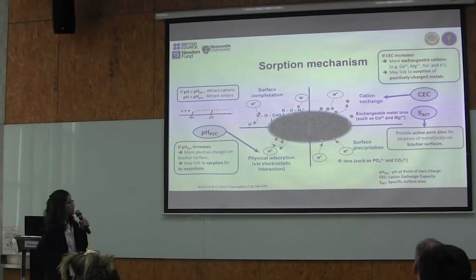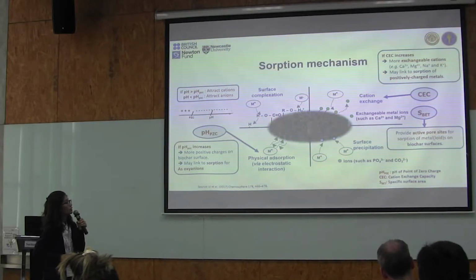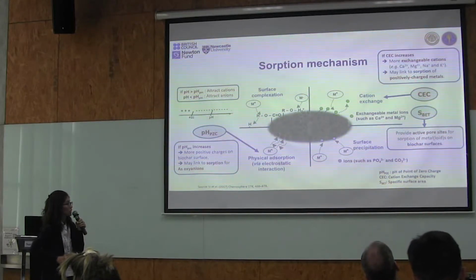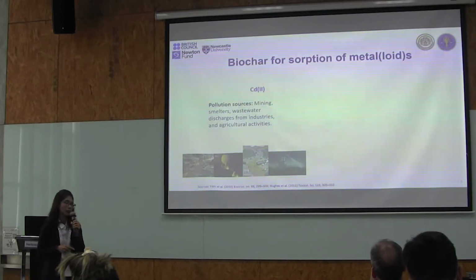For cation exchange, we can use the cation exchange capacity parameter to know the ability of exchangeable cations, which can improve the sorption of positively charged metals. And lastly, with surface area, we can know the available active sites suitable for sorption of the pollutants. Now for the biochar application for the sorption of metalloid.